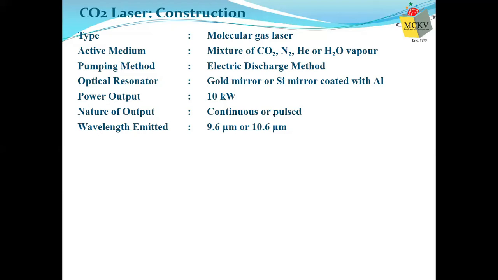Okay, now again, for any type of laser, the first thing we require is the active media. What are the materials we require? Like helium neon, we require helium and neon. Here, the active medium is carbon dioxide, nitrogen, and helium or H2O vapor. So it's a mixture of these. Generally we use carbon dioxide, nitrogen, and helium. Sometimes instead of helium, H2O can also be used, but in the vapor form.